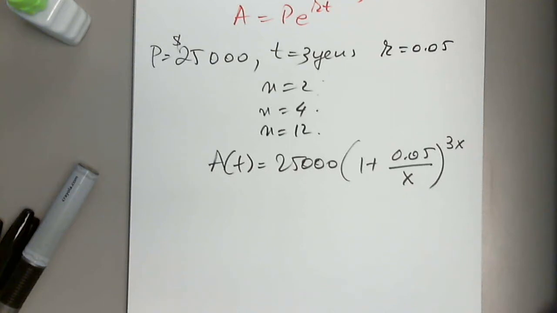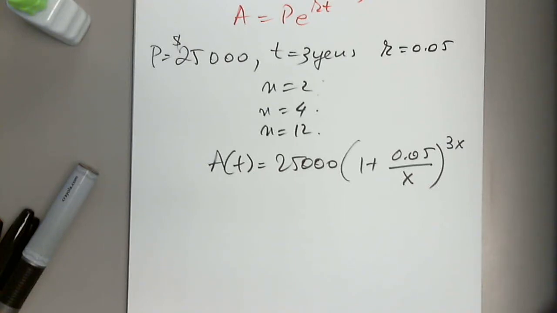So everywhere I see n, I put x. I put x because I would have put n, but the calculator doesn't have n. So now we go to second and table.